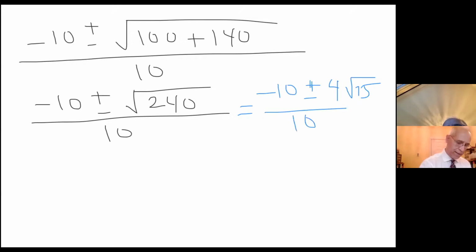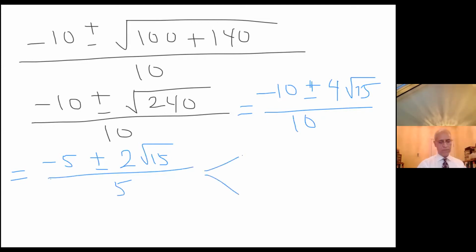And I can simplify that by dividing everything by 2. I have minus 5 plus and minus 2 square root of 15 over 5, and I get two answers. Minus 5 plus 2 root 15 divided by 5 will give me something really close to 0.549 to 3 decimals. And minus 5 minus 2 root 15 divided by 5 should give me minus 2.549.